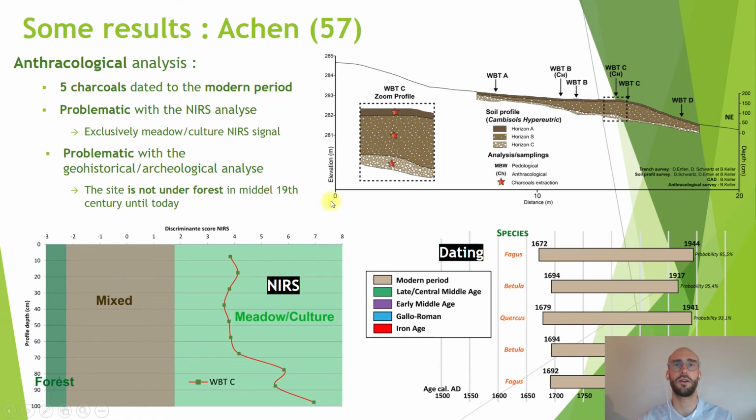The next site is in Arjan, and in Arjan we dated 5 charcoals from the 3 soil origins, using the same methodology as in Obergelbe, and all 5 charcoals are from the modern period. So the problem with these data is that the geohistorical, archaeological and NIRS data do not seem to correspond with the clearing phase. Indeed, the site was grassland in the mid-19th century, which is confirmed by the NIRS analysis. So the site should be older.